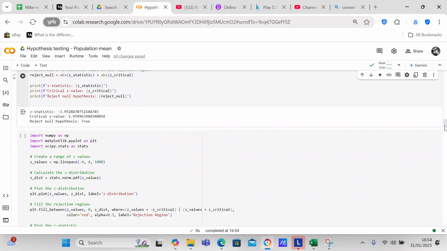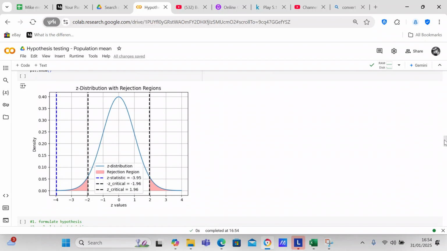So what I've done is I've created, using Matplotlib, a diagram of this distribution. So you can see you've got the Z distribution, you've got your rejection region, you've got your Z statistic of negative 3.95, you've got your Z critical of negative 1.96 and positive 1.96. And you can see that the Z statistic is outside of range, which means that you have to reject the null hypothesis because it's in the rejection range.